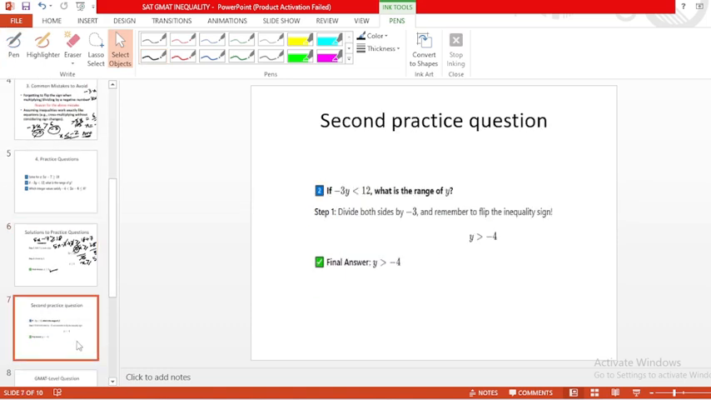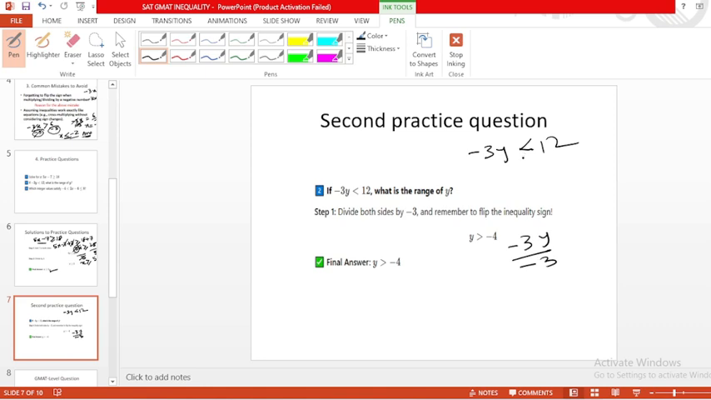Let's see what is there in question 2. Question 2 is in front of you: minus 3y should be less than 12. So what is the range of y? We have already solved questions like this. What we have to do is divide by minus 3, which is a negative number.